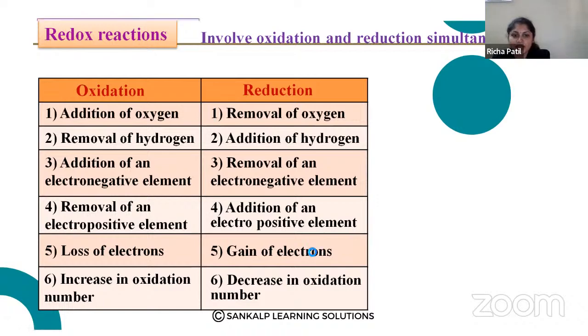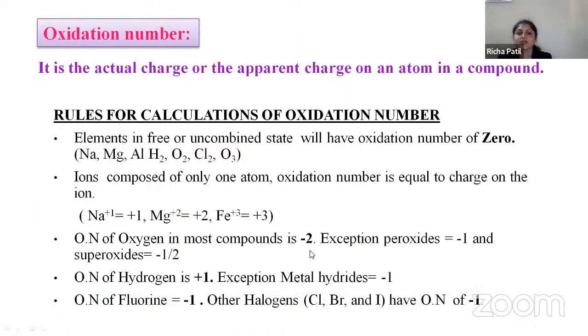So next, what is oxidation number? It is the actual charge or the apparent charge on an atom in a compound. So it is the actual charge which is present on an atom in a compound. Now, what are the rules for calculating this oxidation number? There are some rules which you need to keep in your mind, and they will help you in calculating the oxidation number.